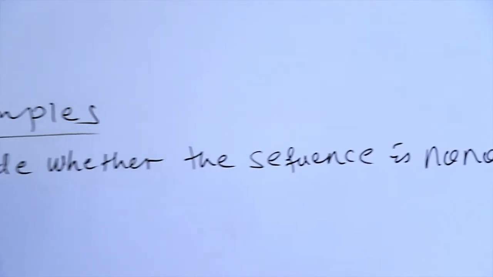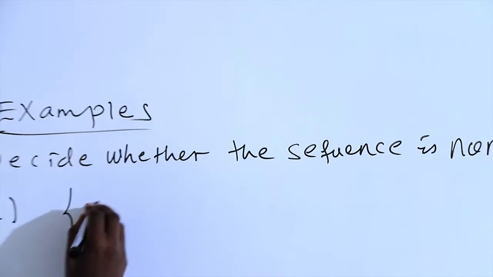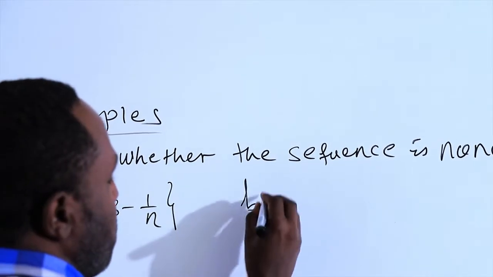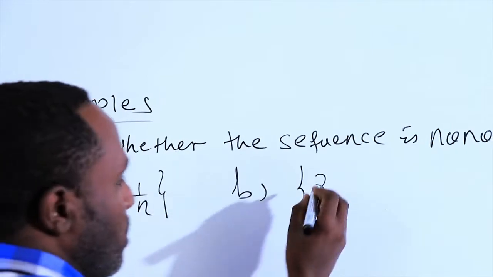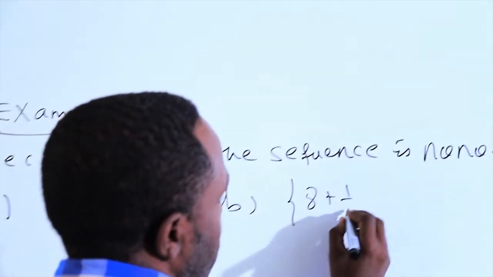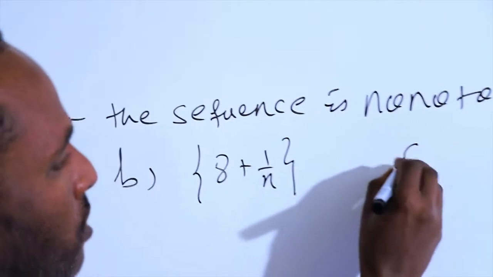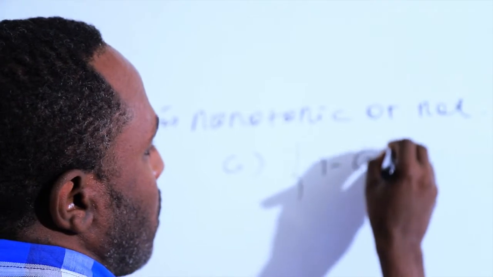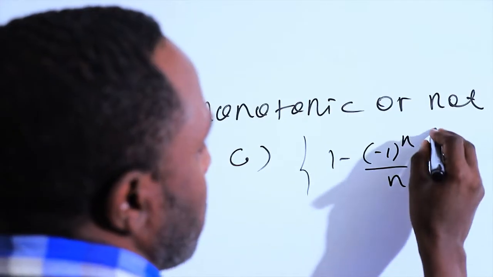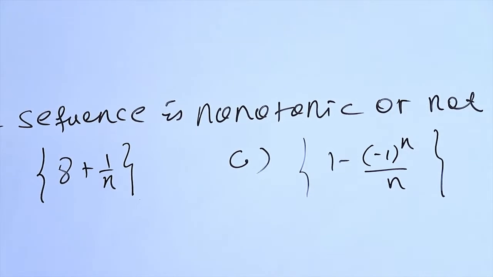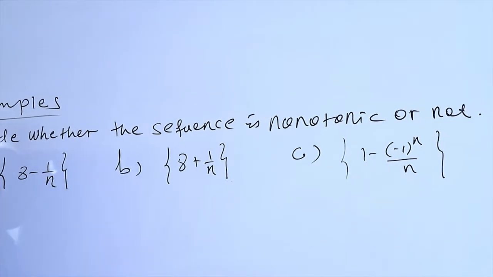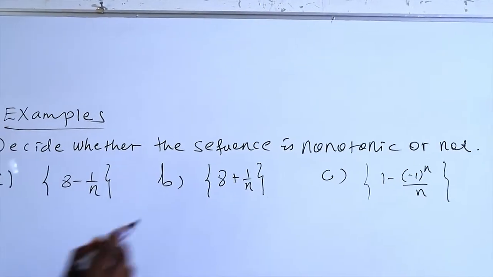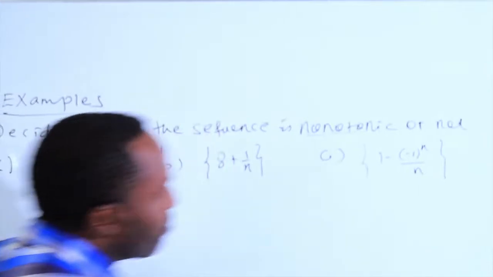First part: the sequence is 8 minus 1 over n. B part says the sequence is the same function here, 8 plus 1 over n. And C part says that the sequence is 1 minus 1 to the power of n, like this. Now we are asked to show whether or not these sequences are monotonic.